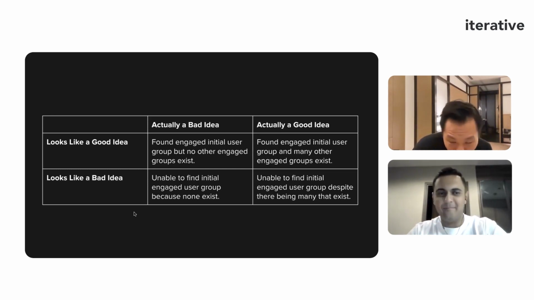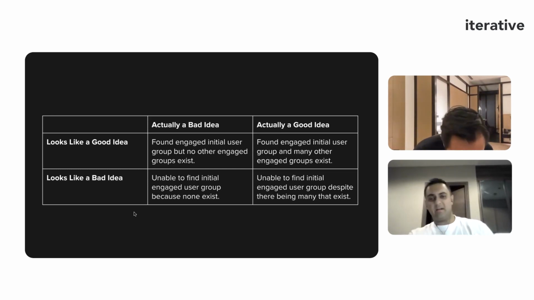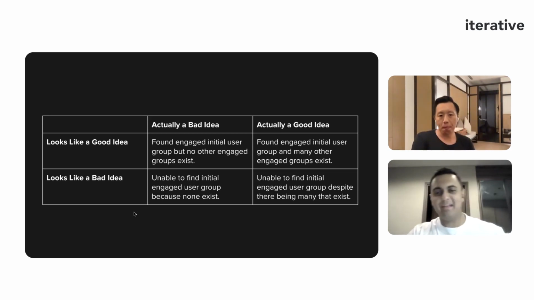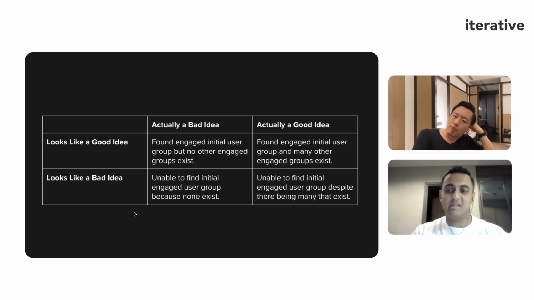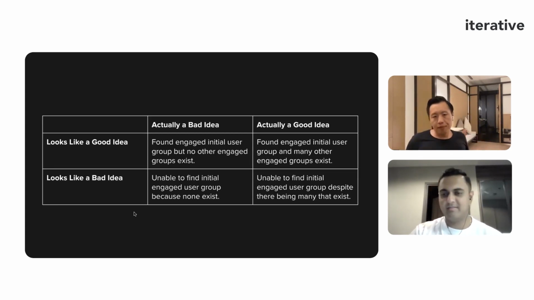Yeah. So I think one thing that's common amongst actually good ideas is, can you eventually expand to find other users? How would you figure that out in validation? Is that even something to figure out at the validation stage?